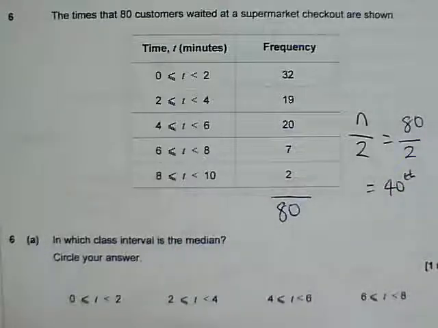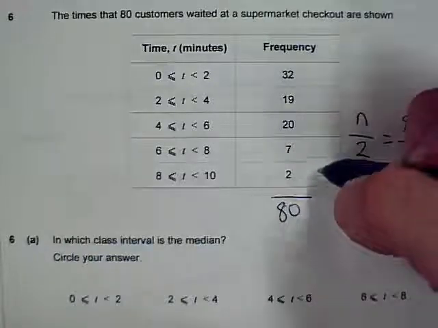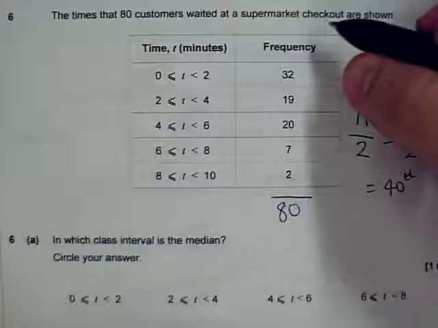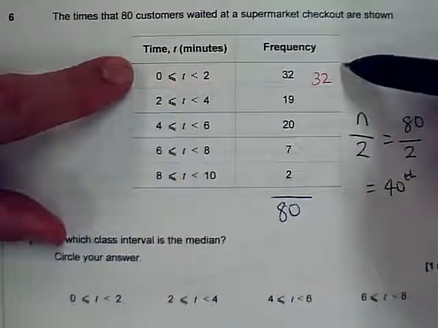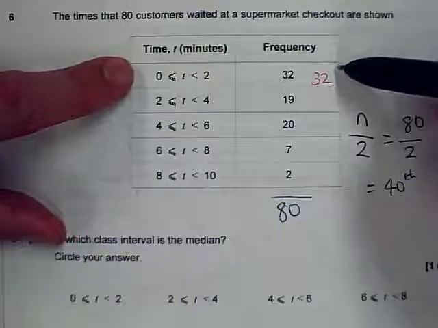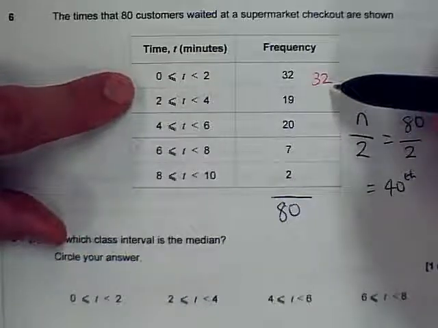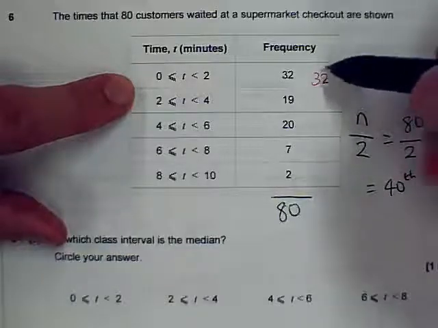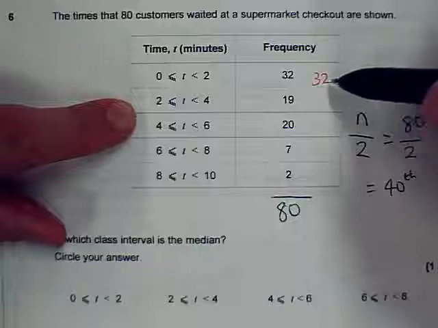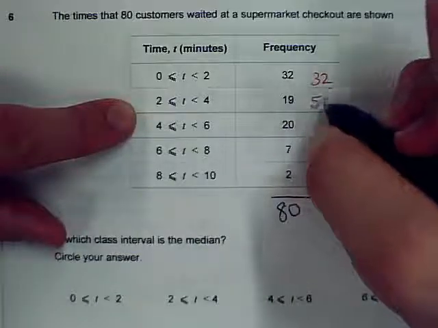the 40th position. Now, it's helpful to write down a cumulative frequency for this, because what this 32 means, if the numbers are in order, is that there are 32 values between 0 and 2 minutes. That's not what we want, because we want the 40th value. So if we now do 32 add 19, 32 add 20 would be 52, so then add 19 would be 51.